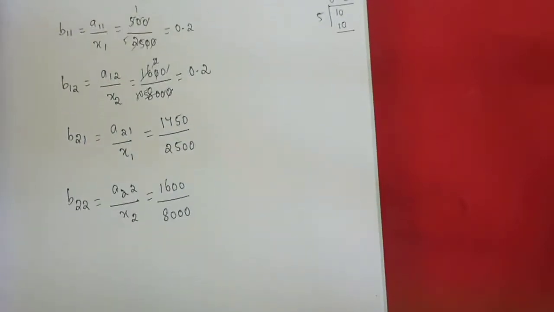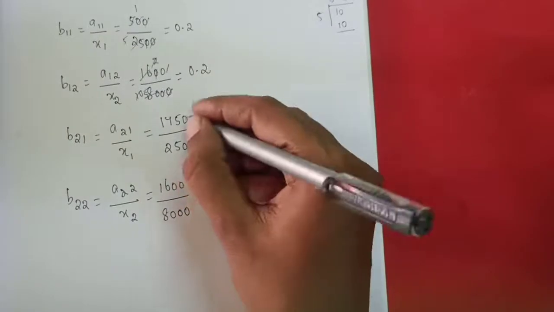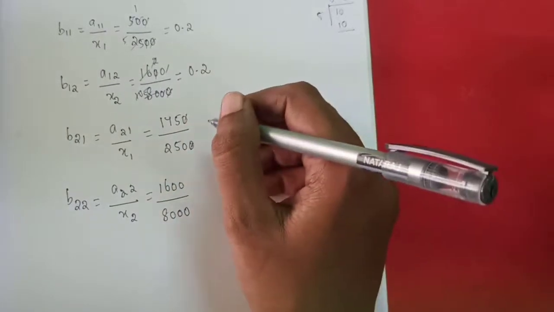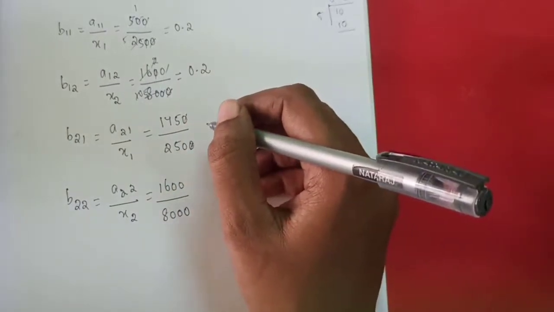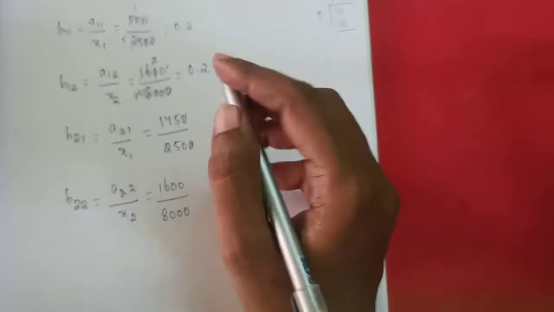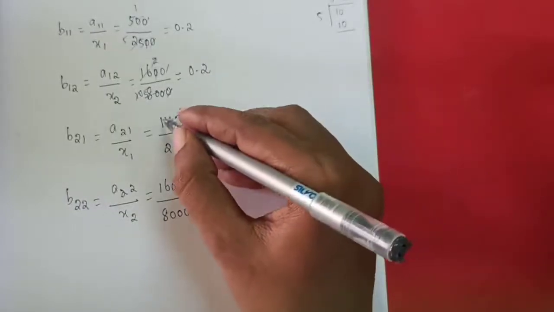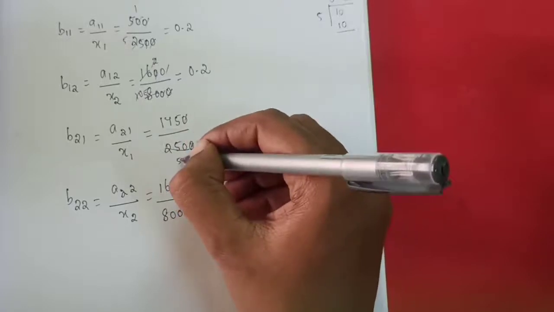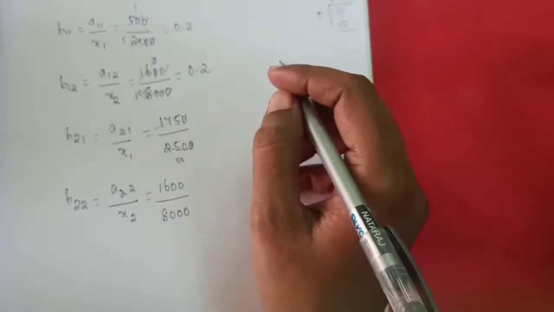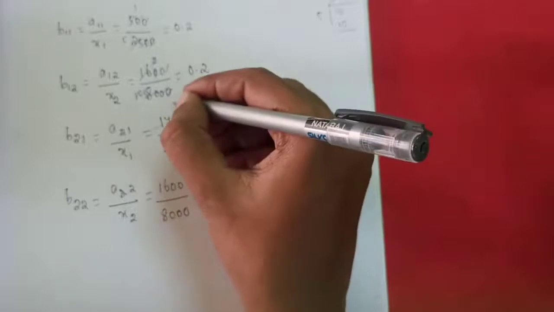Then the next one, 1750 divided by 2500. This 2 will get cancelled. Again, as per your wish you can use the table. If you are using the 5 table, how much will you get? This one as 50. This one 3.